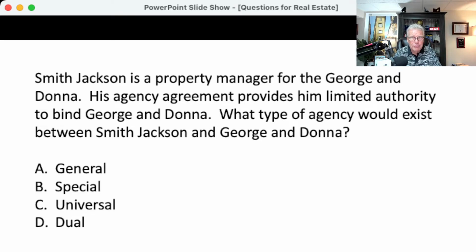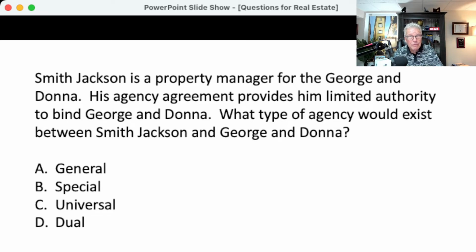Smith Jackson is a property manager for George and Donna. His agency agreement provides him with limited power to bind George and Donna. What type of agency would exist between Smith Jackson and George and Donna? Well, is it a general? I think that might be the answer, but let's read on. Is it special? No, that's a listing agreement, a buyer's agency agreement, seller's agency agreement, specific purpose. But now we're getting into a limited power of attorney.